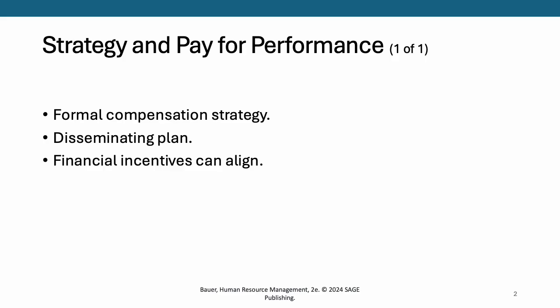And along with having the plan, you also need to disseminate the plan. You need to communicate it to people. So making sure that that information is out with people is really important. Our goal, of course, at the end of the day is to align the financial incentives with the behaviors that we want to see. And we want to make sure when we are rewarding people for a behavior that it's the behavior that we want.